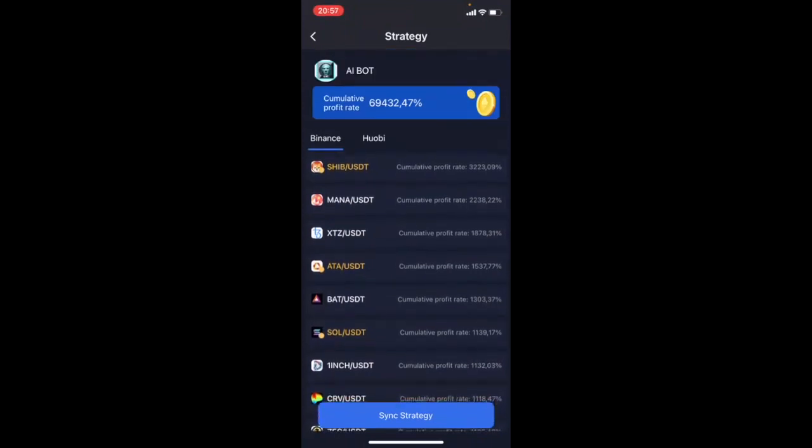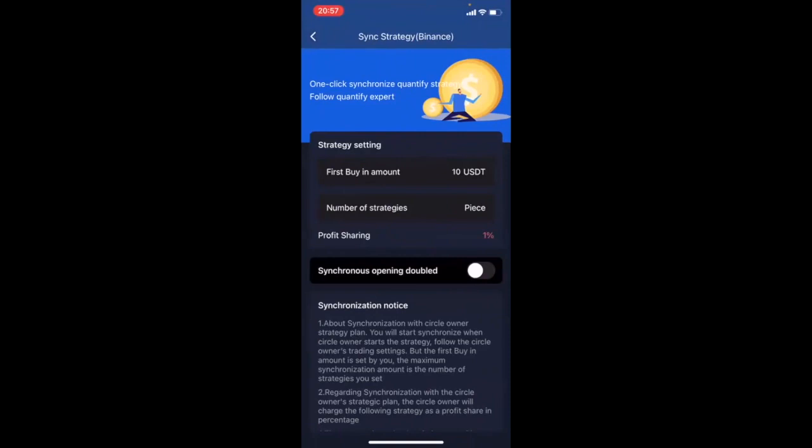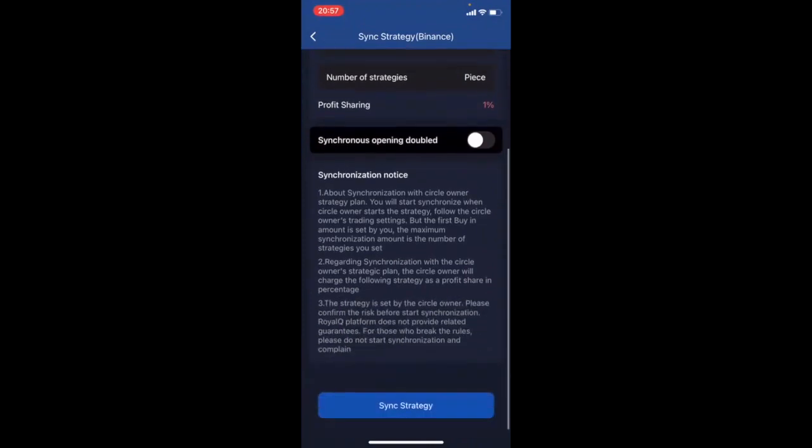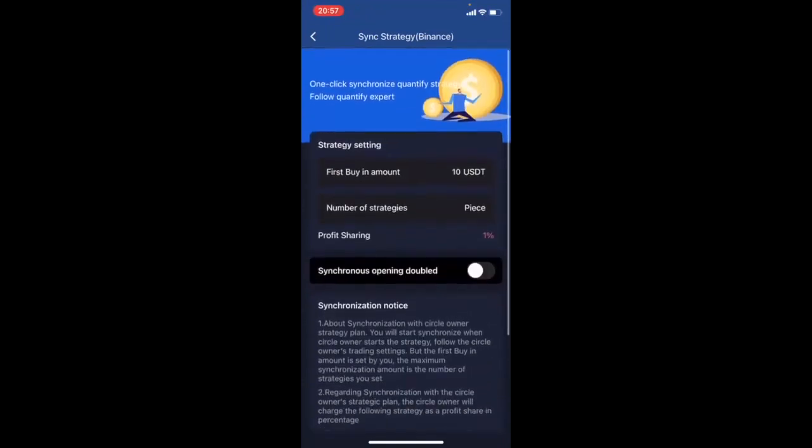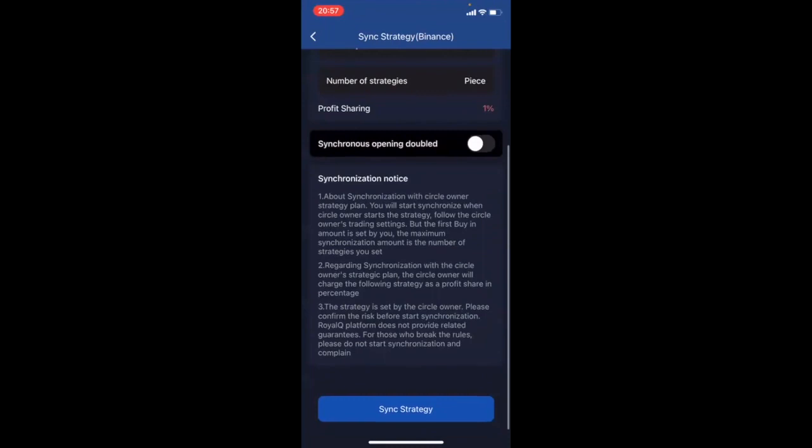So when I press this, I can then put in, okay, how much should my first buy-in be? How many coins should I trade with? And then I just press down here, sync strategy, and voila, right? Now we're using his strategy. It's as simple as that. You press this, how much money do I have, how many coins, and then boom, bam.